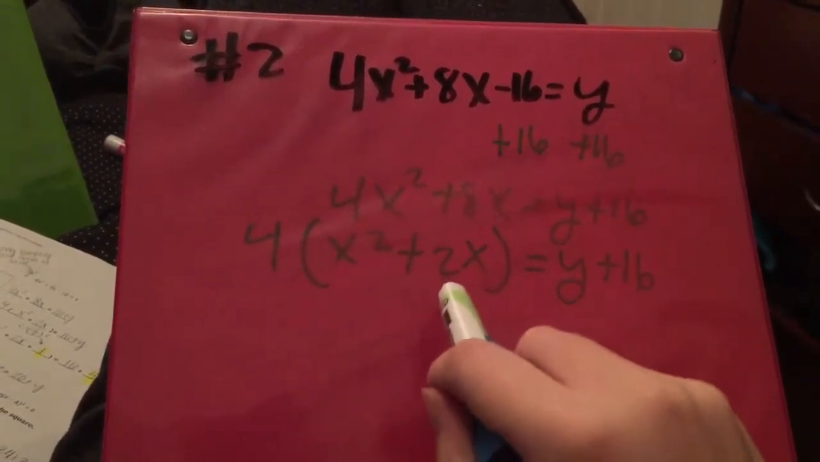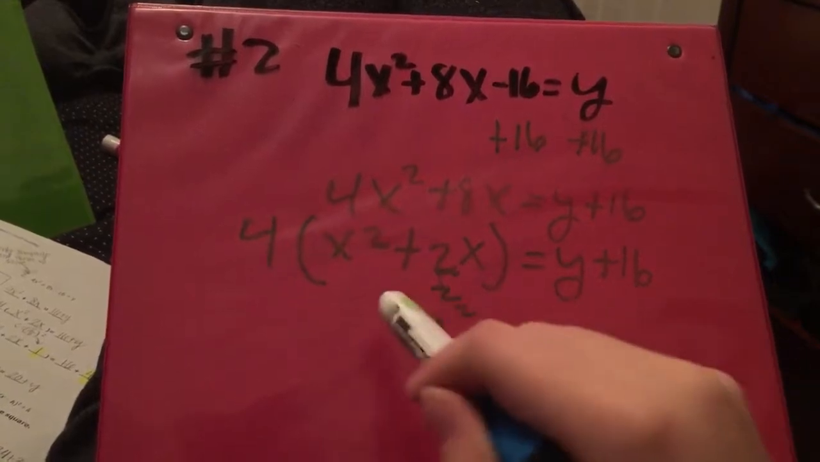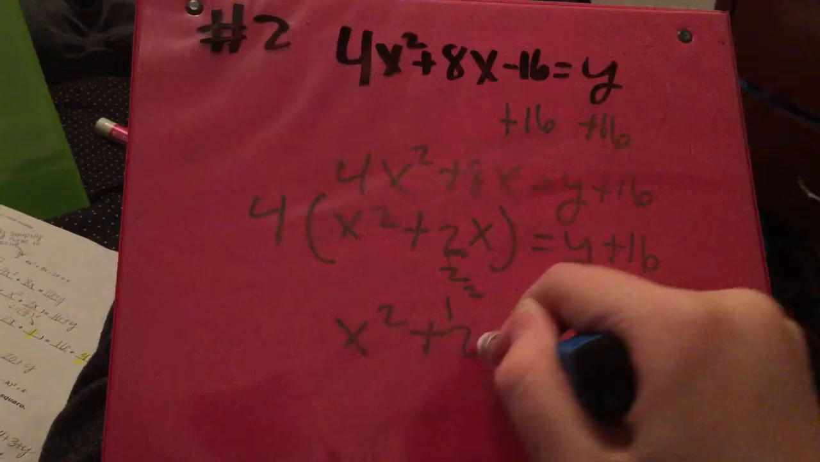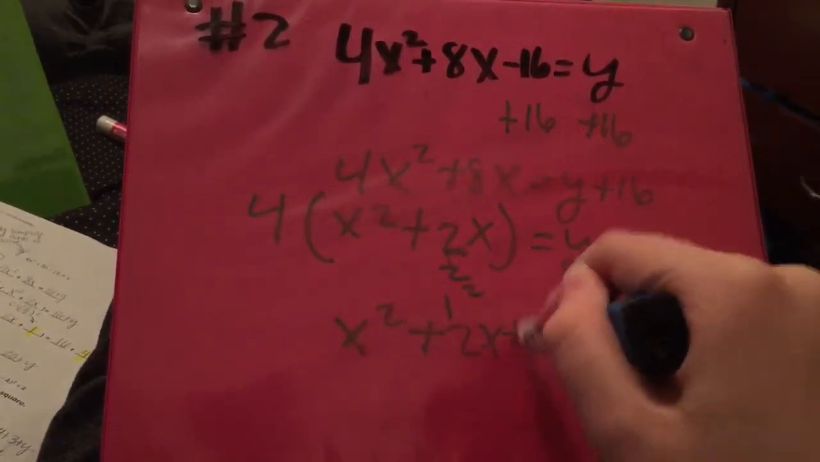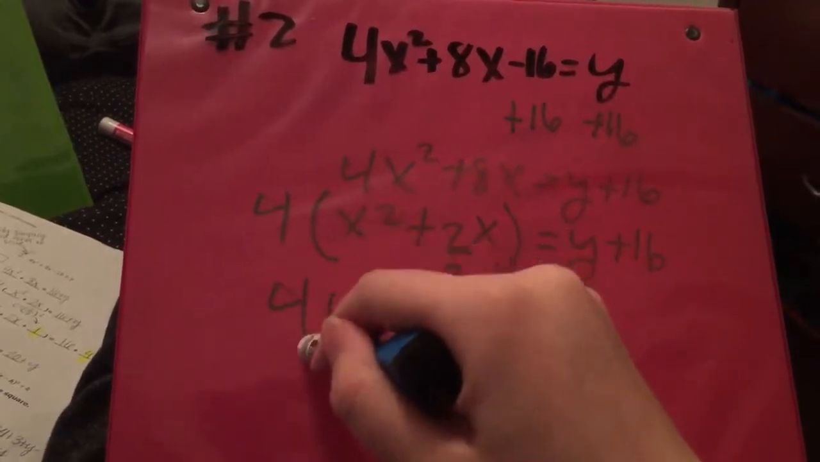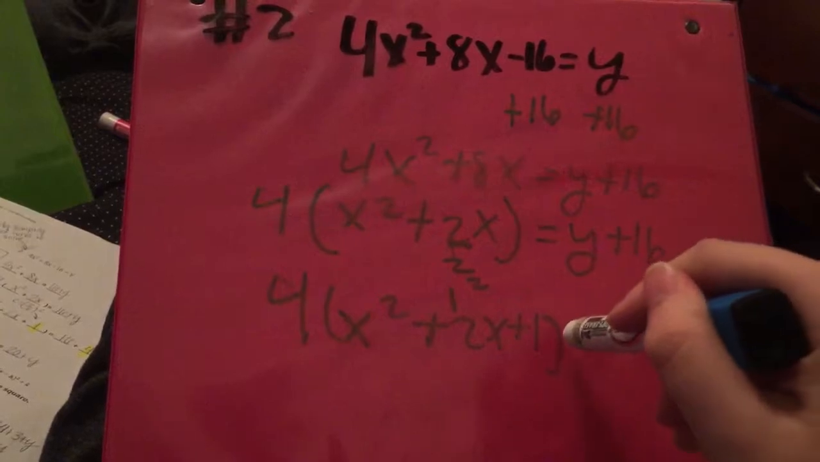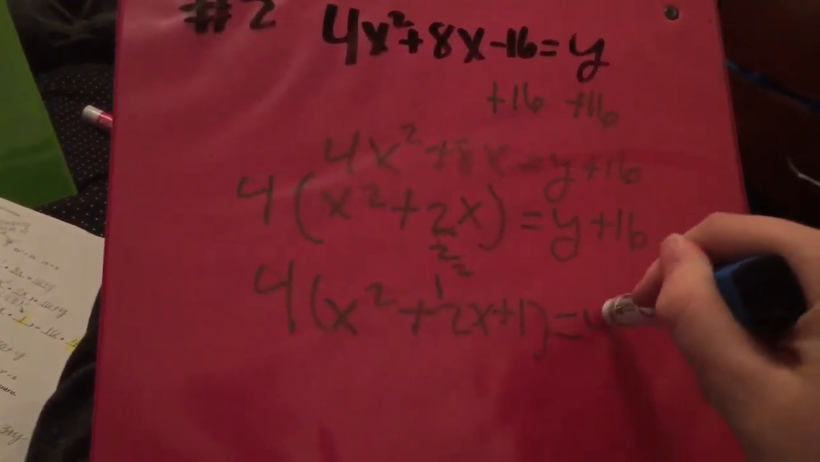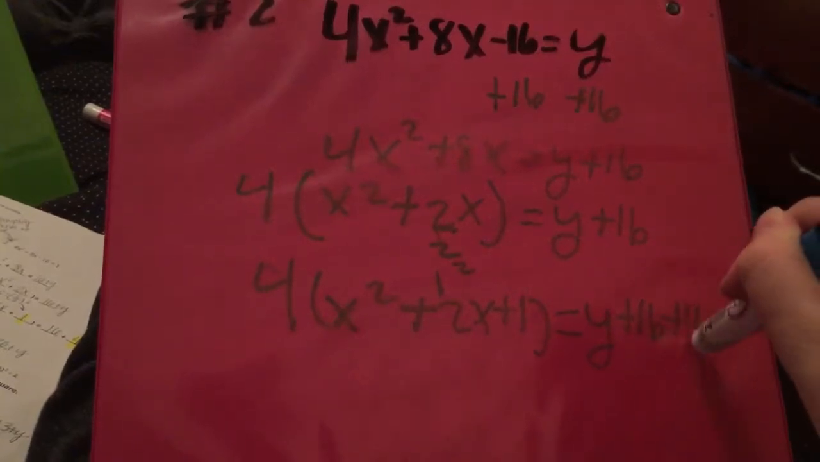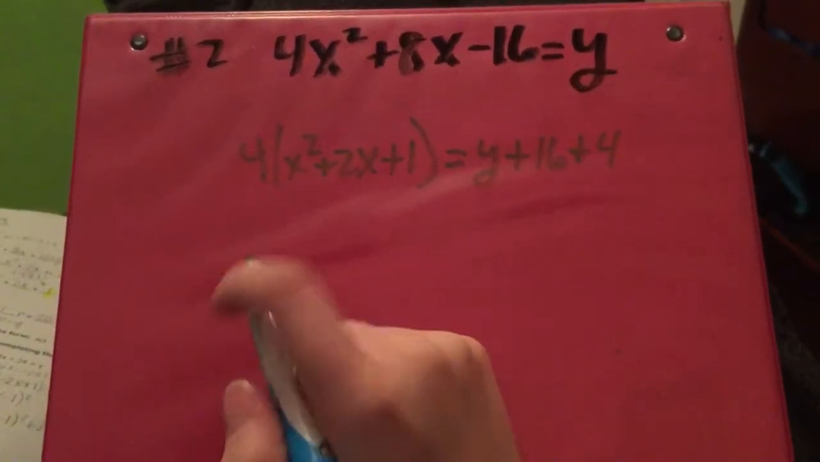And now, when you divide your b by 2, you get 1, and so 1 squared is 1, so you'll add a 1 to the left side. But don't forget, we pulled a 4 out over here, so this 1 is actually multiplied by 4. So on the right side, we're going to add a 4. And now you'll just solve the rest of this problem like normal.